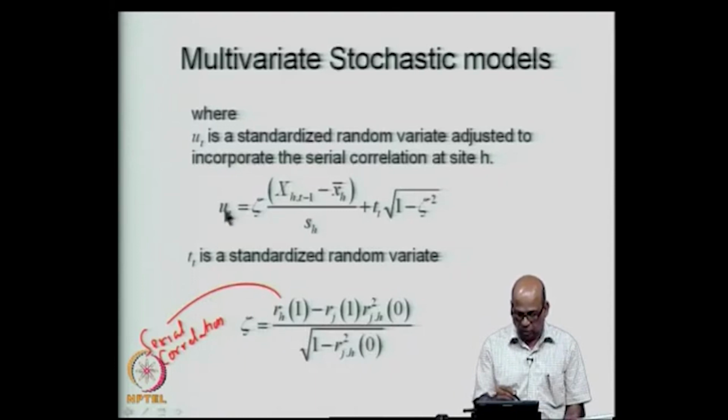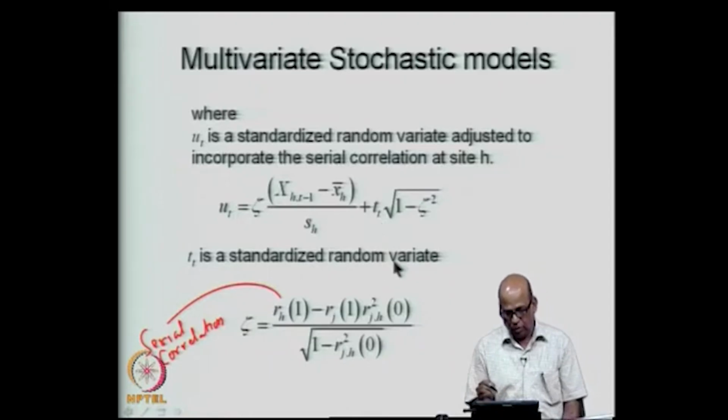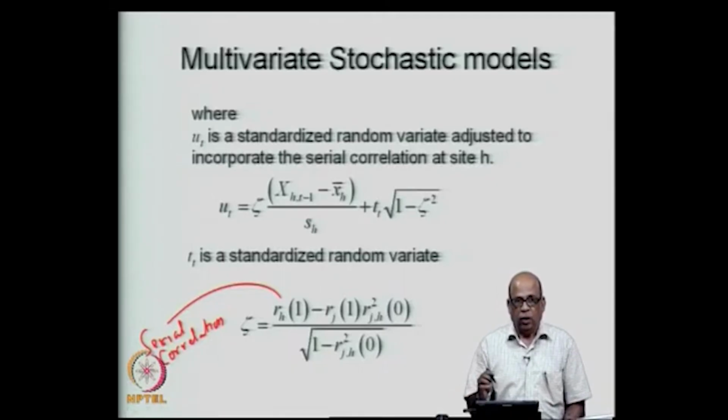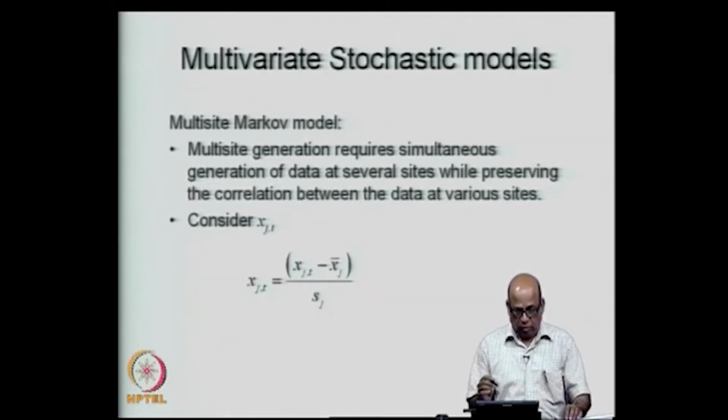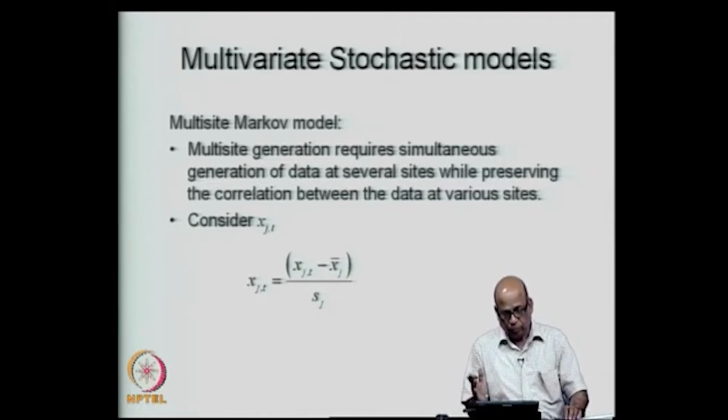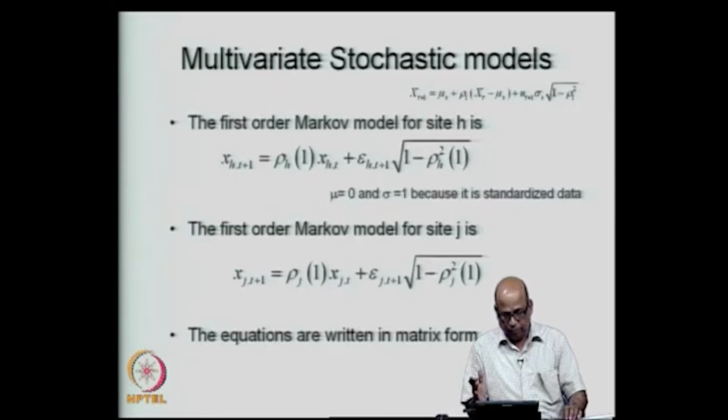Once you get zeta, you compute ut, where you will use T t as a standardized random variate, I am sorry, not normal. Now, with this, we form the multi-site Markov model.